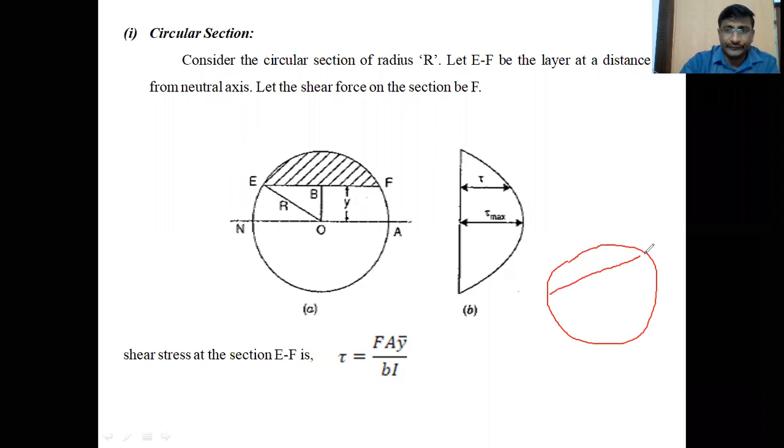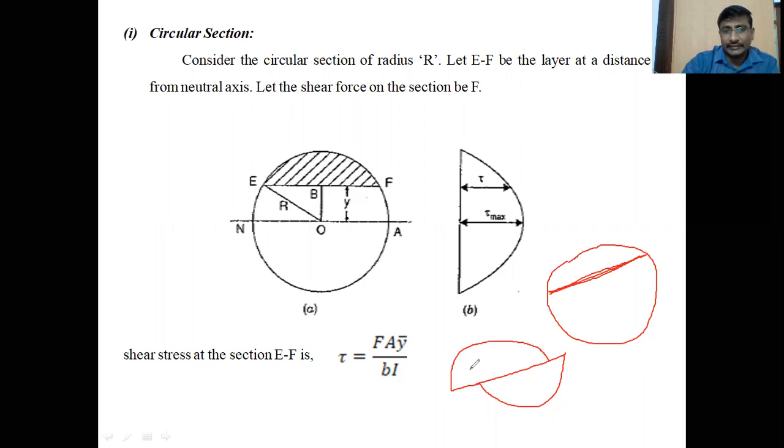Layer EF is here. If the area which is above or below the layer EF slides over that EF level, then shear stresses will be induced. For example, after sliding, the areas at EF level look like this.